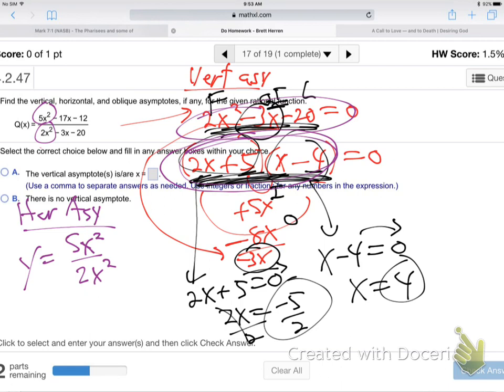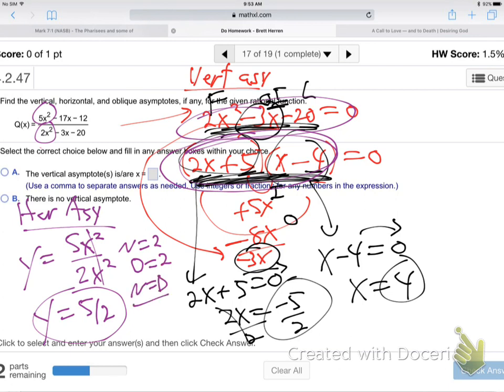And those are the same powers. Boom. 5 halves. Remember, the numerator is 2, the denominator is 2. They're equal, right? So when the numerator equals the denominator, that was case 1. Y is just A over B. It's just 5 over 2. Done. Is that good? Uh-huh.